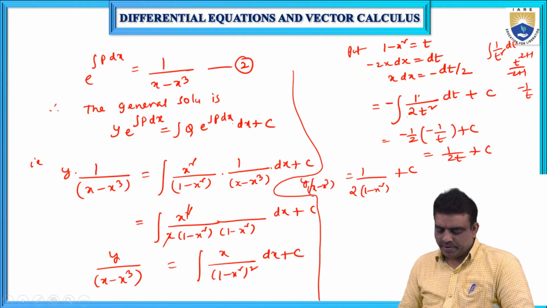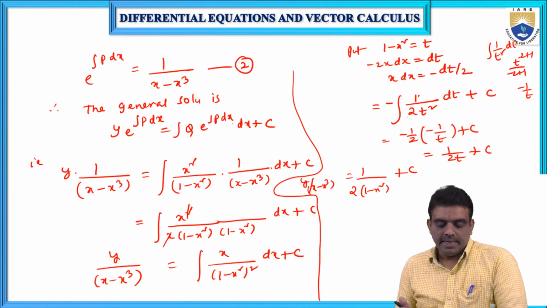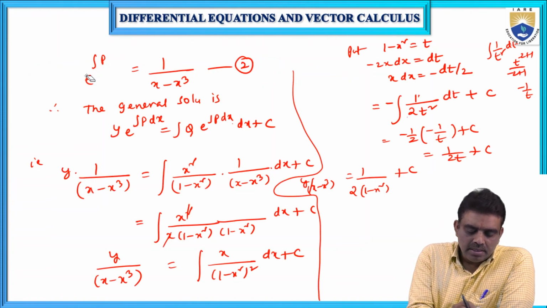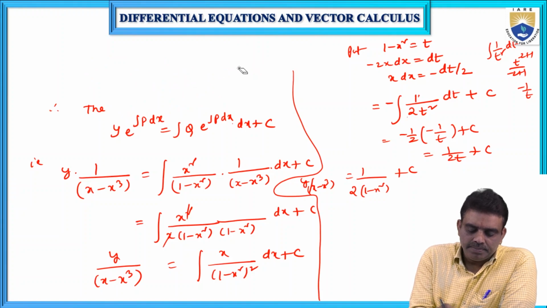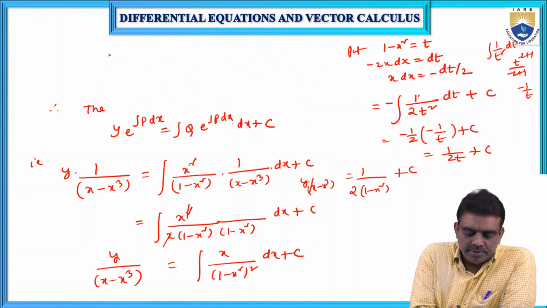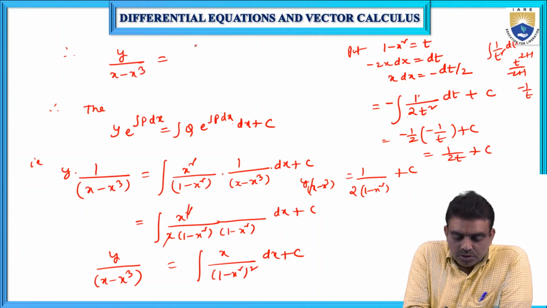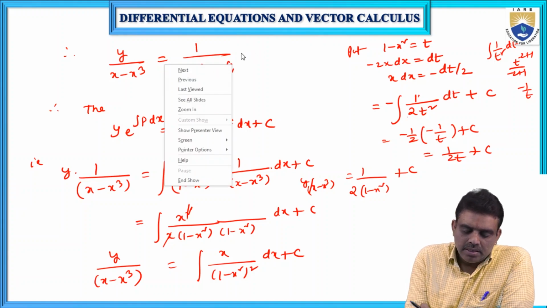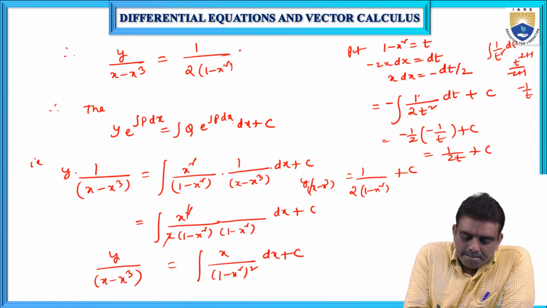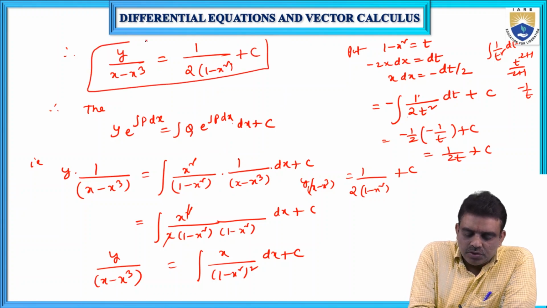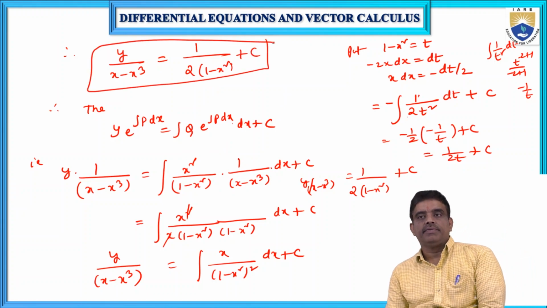Therefore what is the final solution? The solution is y by x minus x cube is equal to 1 by 2 into 1 minus x square plus c, which is the required solution of the given differential equation.